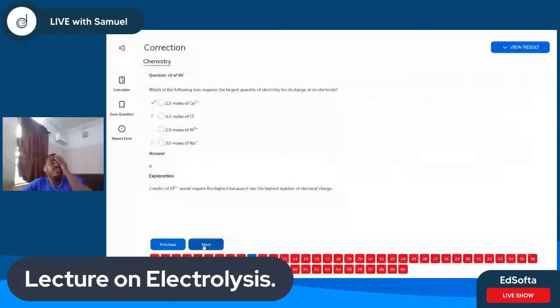Look at this. Which of the following ions requires the largest quantity of electricity for discharge? Make sure that you look at the number of moles and the amount. The answer will be 2 moles of Al3+. Why? Because it is 3 electrons, so multiply the 3 by 2.0, and that's 6. But this Cl will be 4.0 times the charge. Na is just 3. Cu is 2.5 times 2, which is just 5. But the greatest is Al3+, 2 moles of Al. Answer.